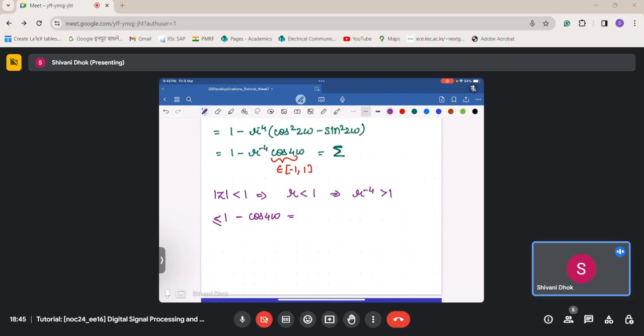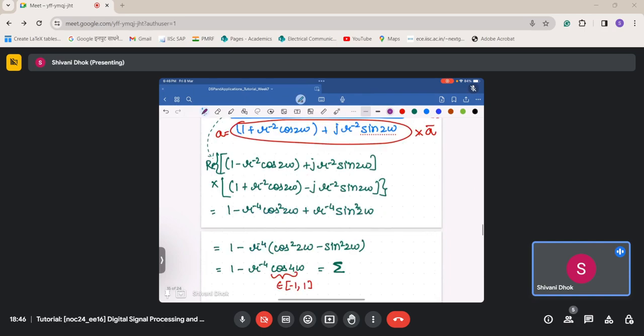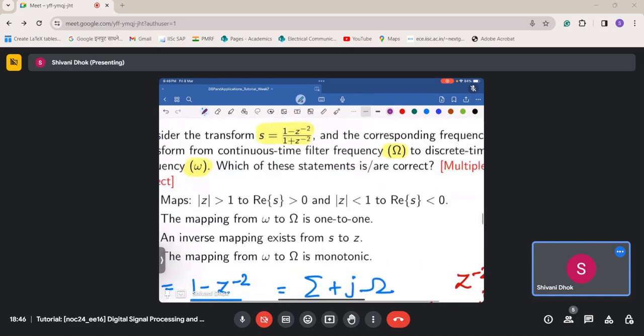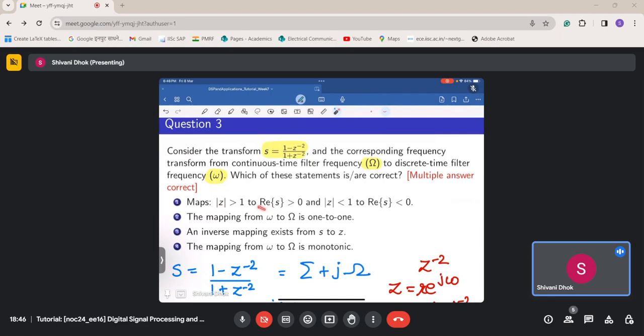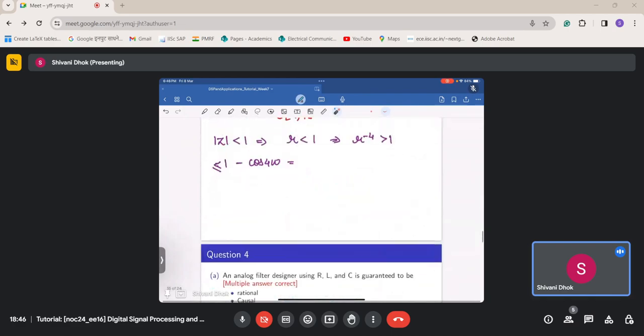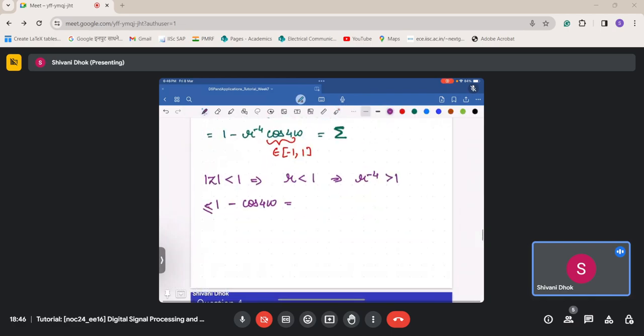I think I'm making some mistake here. So basically what I want to show is that when I'm having magnitude of z greater than 1, it will map to real part of s greater than 0.